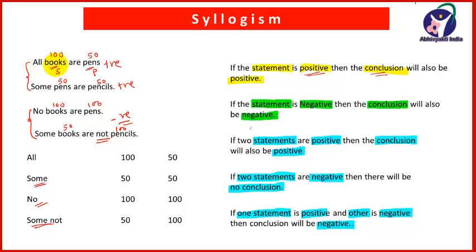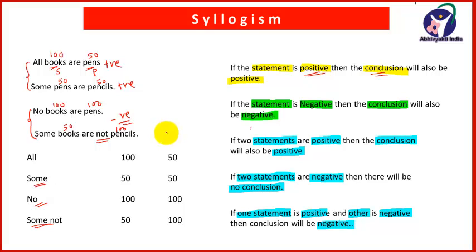Remember this, if it is beginning with all, then subject will be 100, predicate will be 50. If it is beginning with some, then the subject will be 50 and predicate will also be 50. If the statement is beginning with no, then the subject will be 100 and predicate will also be 100. And if it is with some not, then the subject will be 50 and the predicate will be 100.